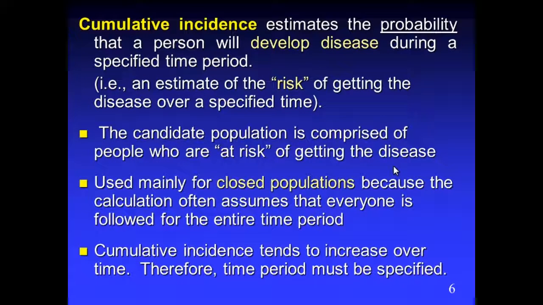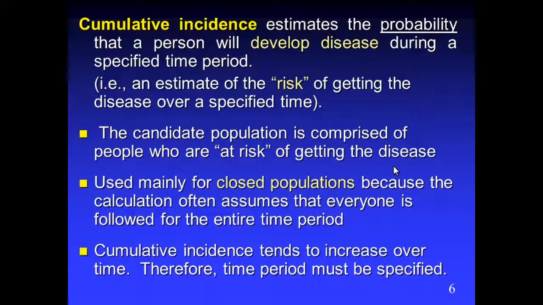So you can think of cumulative incidence as estimating the probability that a person will develop disease. And again, in common parlance, we would say, what is the person's risk of getting a disease? And really, that's exactly what cumulative incidence is getting at. So cumulative incidence is most useful for closed populations because usually the assumption is that we've followed everybody for the entire time period, and then we've got a proportion of the people who were there at the beginning and who newly developed the disease during that time period.